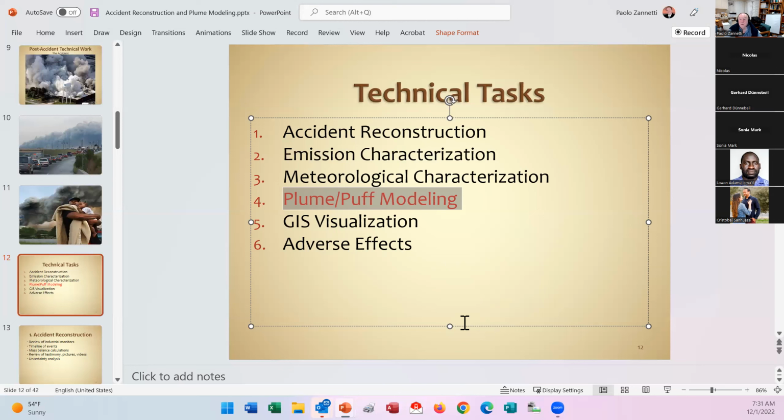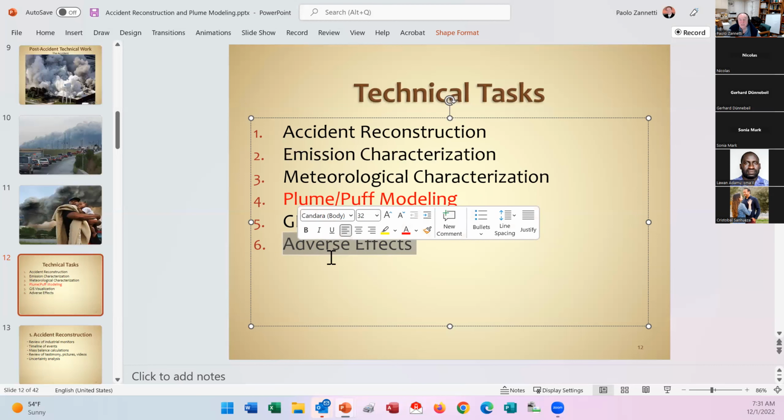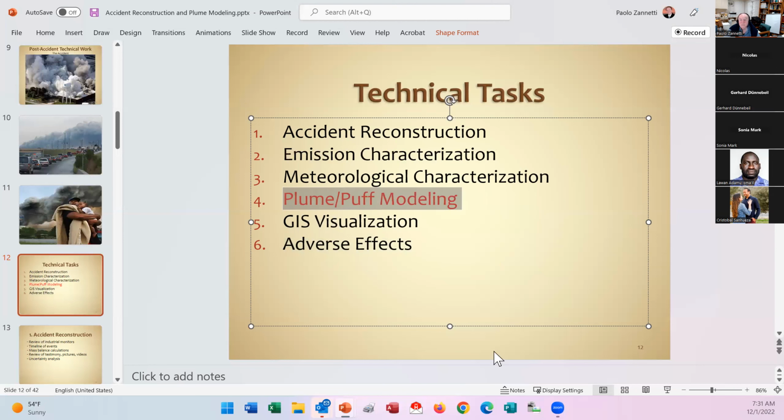It's not enough to be a good scientist. It's not enough to do honest, good science. You have to be understandable. So GIS is very important, Geographic Information System, to visualize on a map on different layers. And finally, other experts, not me, not my group, other experts will have to address the adverse effect of the plume simulated by my team.